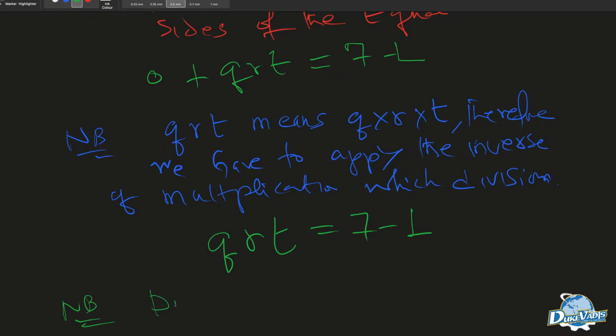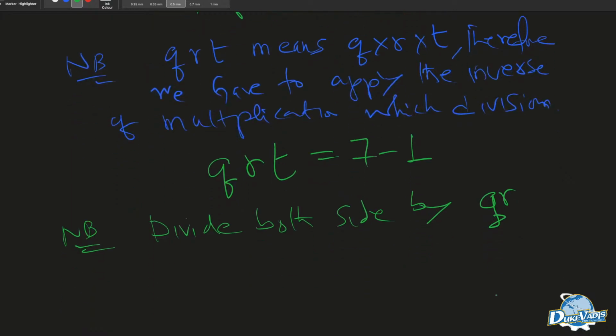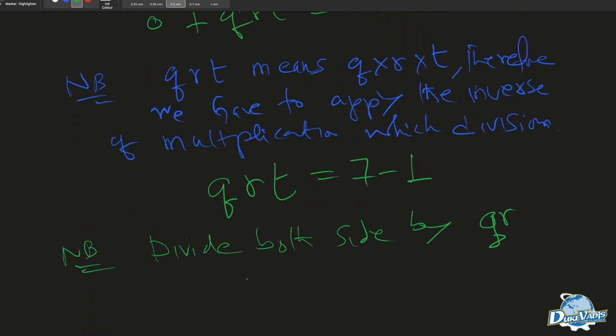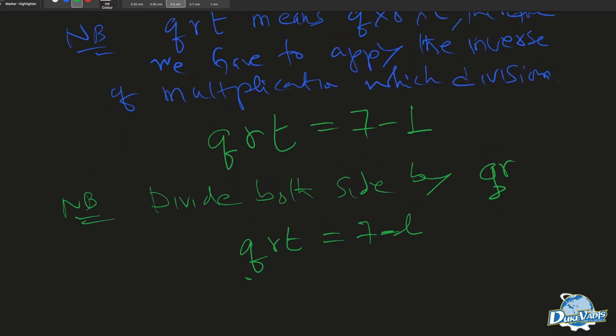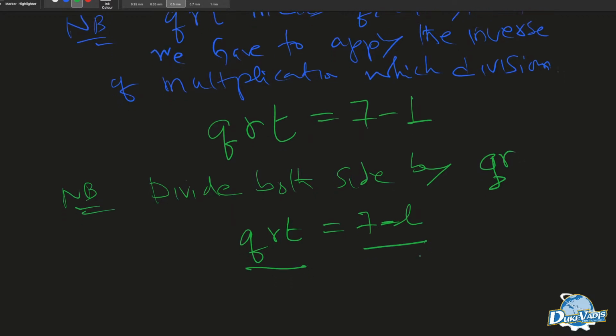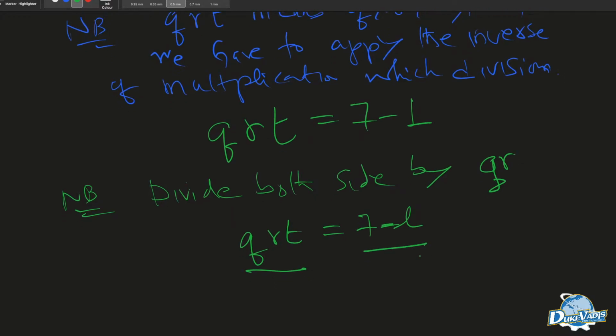So divide both sides by QR, because QR is also multiplying. So when we divide both sides by QR, our QRT, which is equal to 7 minus L, we divide here by QR and here by QR, because we know that what we do to the left hand side, we do the same to the right hand side.